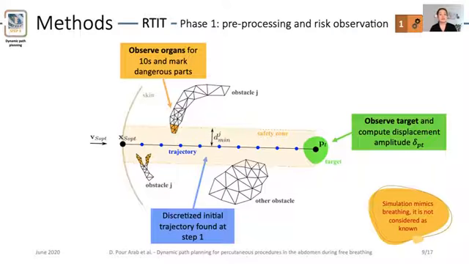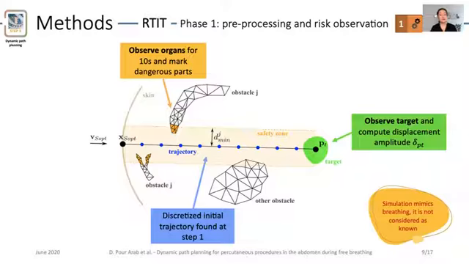In the first phase, we first discretize the initial trajectory in small intervals. Then, for each organ considered as an obstacle, for instance the ribs and the vessels, we define a safety zone around the needle and we observe its movements during 10 seconds of simulation. We mark the parts of the organs that have entered the safety zone. These parts will be followed in the next step of the algorithm.